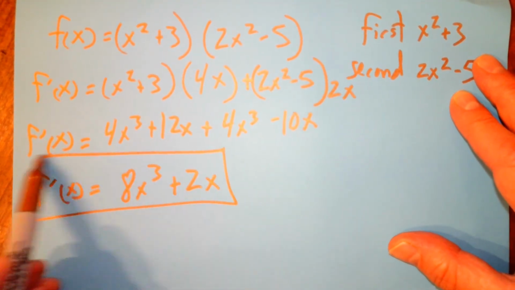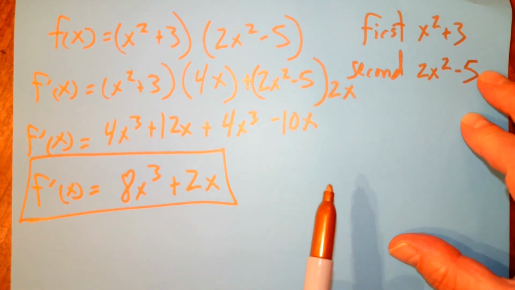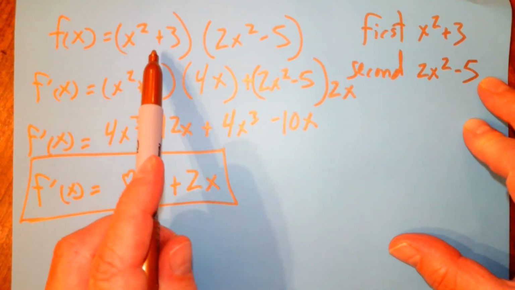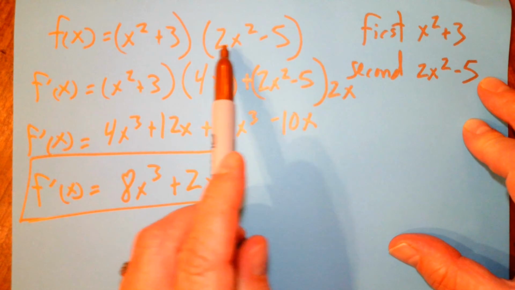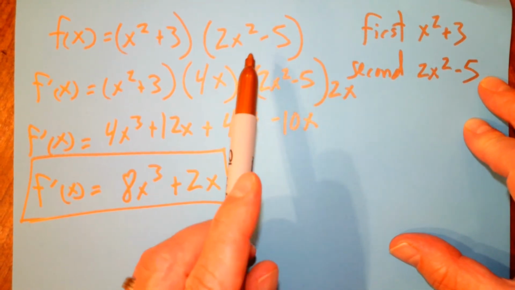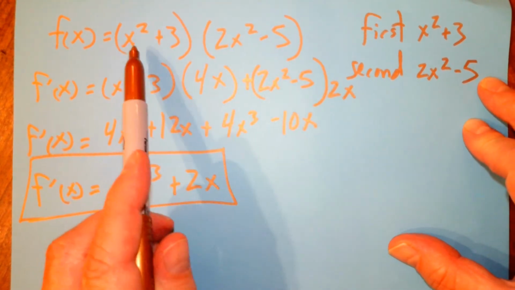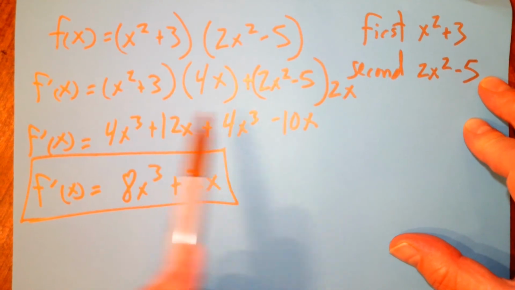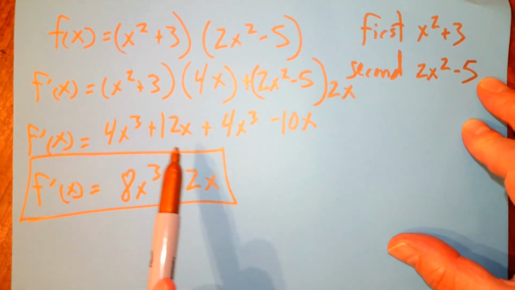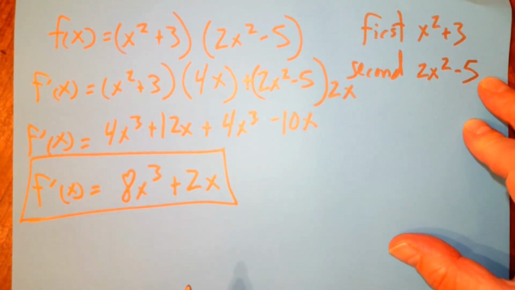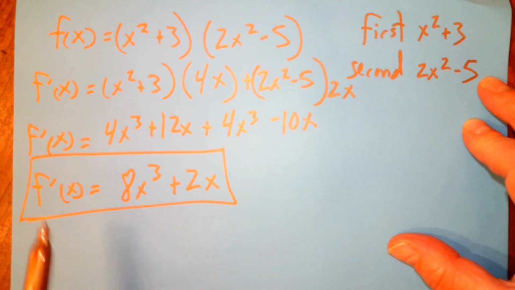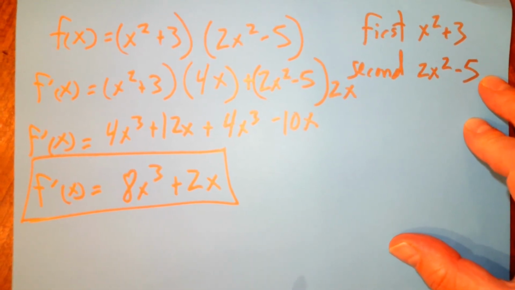That's the derivative. So again, what did we do? We applied the product rule. So that's the first term times the derivative of the second term plus the second term times the derivative of the first term. And then we multiplied it out, simplified, and we got the derivative of f of x, x squared plus 3 times the quantity 2x squared minus 5, is this: 8x cubed plus 2x.